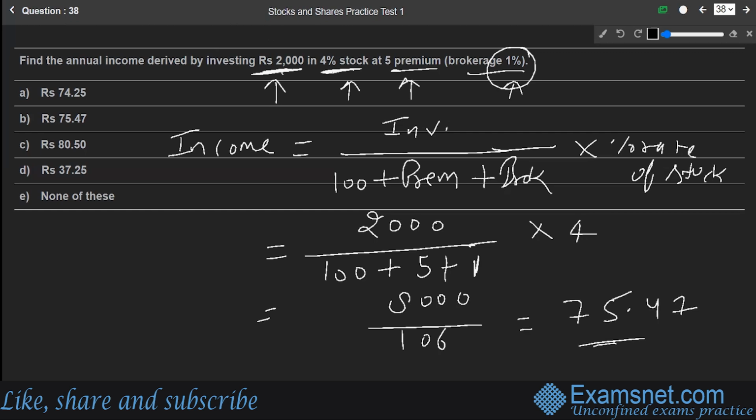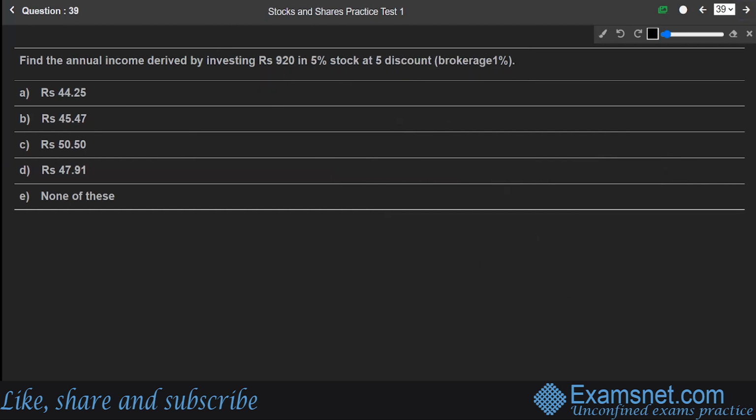So that is the annual income derived from this particular situation, rupees 75.47, which is clearly available in option number B, becomes the right answer. Now the question says find the annual income derived by investing rupees 920 in 5% stock at 5 discount, brokerage being 1%. So each and every value is again given.